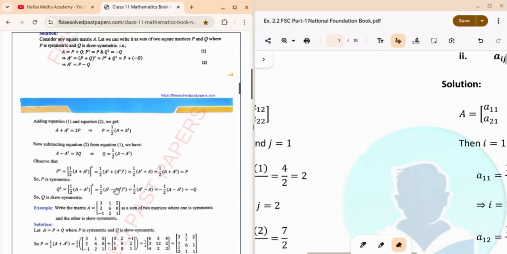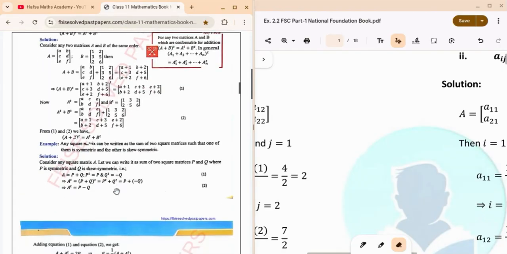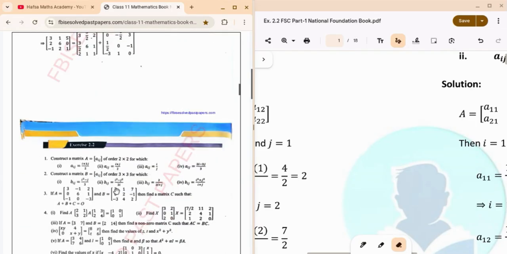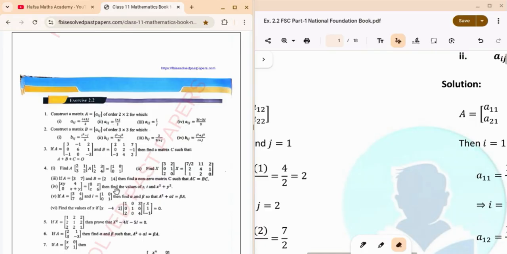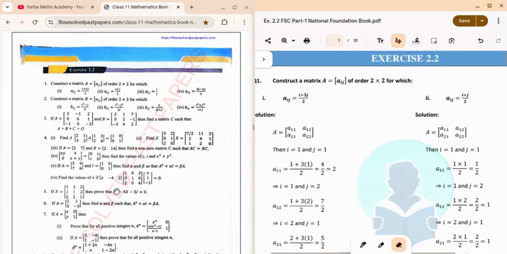Now, let's continue into the actual real things. We're just proving a bunch of different formulas over here. If they're right, then you write that they're verified, and if they're not, you say it's not verified, therefore this formula is not valid. So starting off with exercise 2.2, they're asking us to construct a matrix A in which we have this minor element of order 2 by 2.